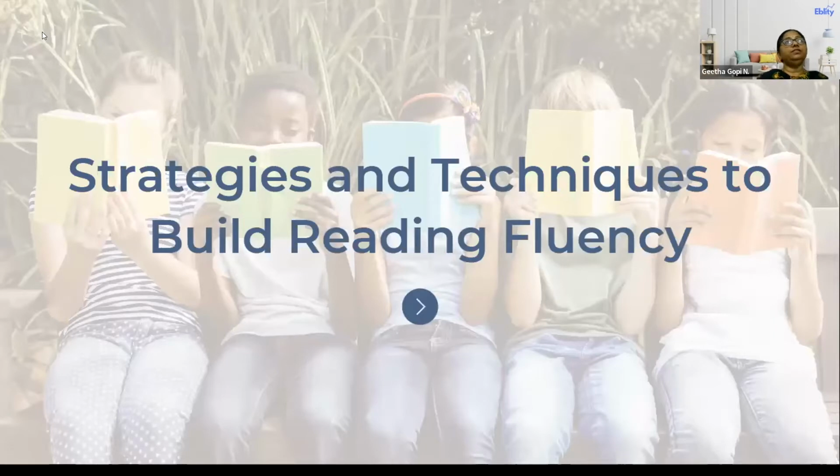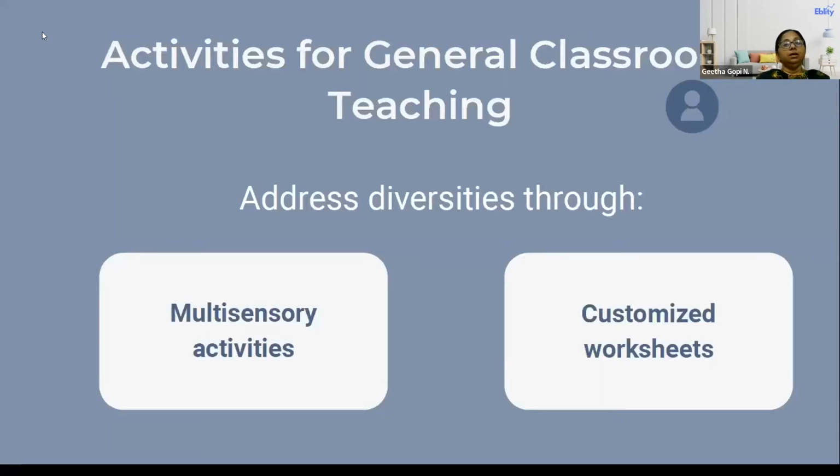So what are the different kinds of strategies and techniques that we have to look at when we talk about building reading fluency? Two wide areas: address the diversity of learning styles and learning modalities through multisensory activities, and then supplement and complement it using customized worksheets. So these are two broad areas where, in a general, inclusive classroom, you can reach out to children who have diverse learning needs.